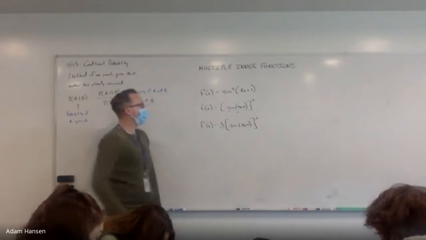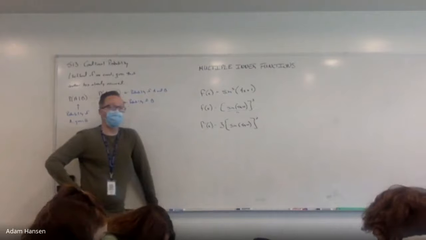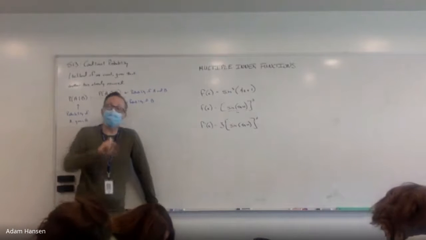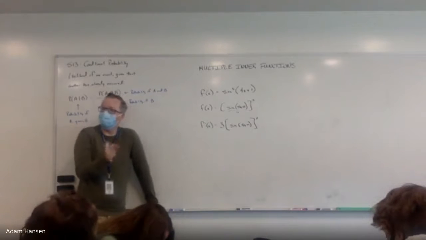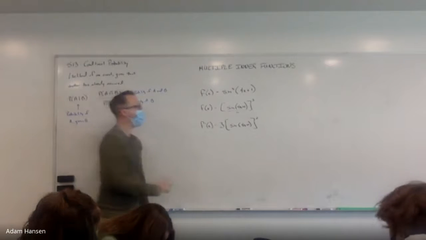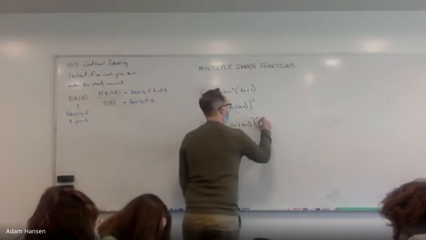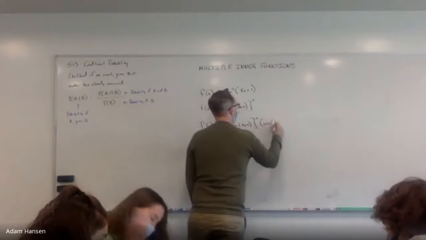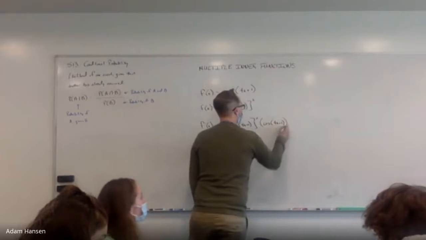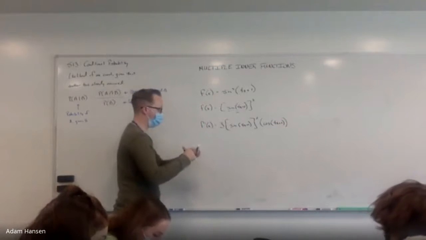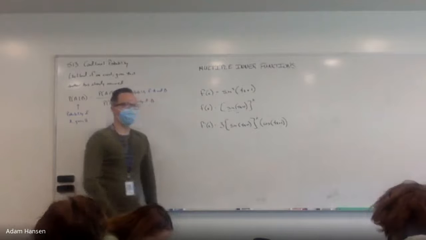Now multiply times the derivative of u. Multiply times u prime. What is the derivative of sine 4x plus 1? Let's take this one piece at a time. What's the derivative of sine? So we're going to multiply times cosine of 4x plus 1. Multiply times what else?